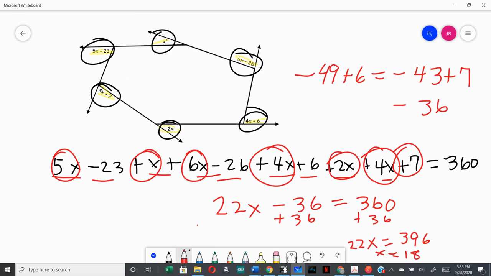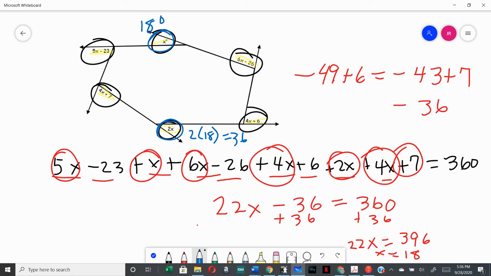Now you've got to find each of the angles. Well, we know what this angle is. Since it's x, it's going to be 18 degrees. And I'm going to show you a couple. This one is 2x, so it's 2 times 18. So that angle is 36, and that's how you're going to do the rest. You're just going to substitute and simplify to find each of the angles.